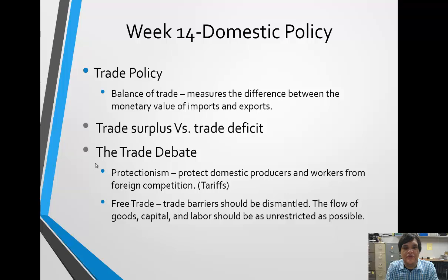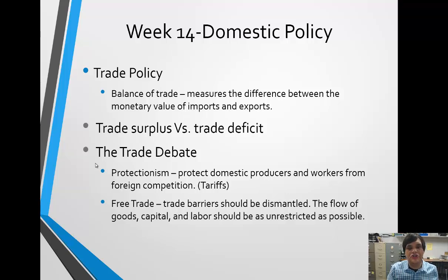With trade policy, we talked about the balance of trade. Balance of trade measures the difference between the monetary value of imports and exports. We talked about a trade surplus, where you're exporting more than you're importing, so you have a pretty independent economy that's running really efficiently and producing things, versus a trade deficit, which is when you're importing more than you're exporting, so your economy may not be running as efficiently. You're importing so many goods and not really producing much for yourself.